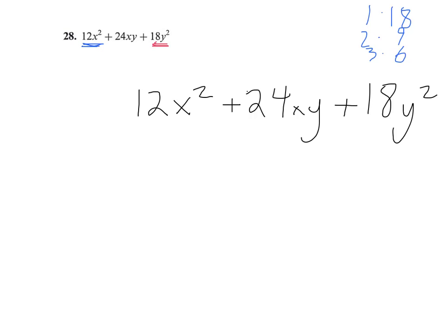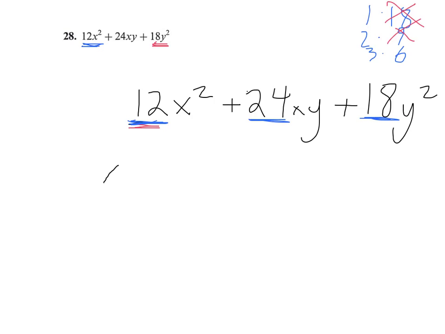Well, obviously 18 does not divide into 12, so it's not 18. Okay, let's try 9. Again, 9 doesn't divide into 12, so it's not 9. Let's try 6. Oh, 6 divides nicely into 12, divides nicely into 24, divides nicely into 18. So let's pull out a 6. That's our biggest number that we can pull out.